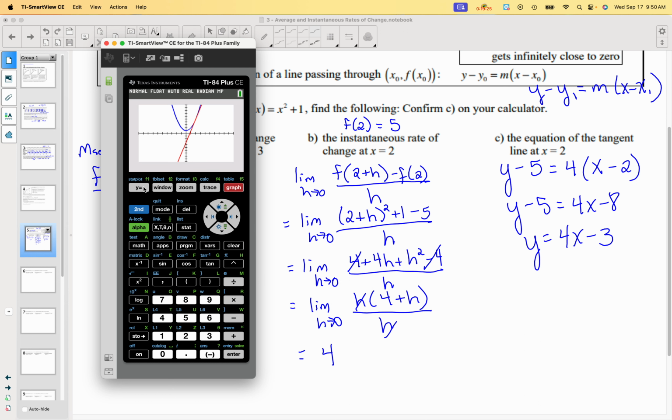So let's find out. If I check the value when x equals 2, it should take me to that point. So I can see that it does look like that point of tangency is happening at the point (2, 5). So that's how you can confirm on your calculator.